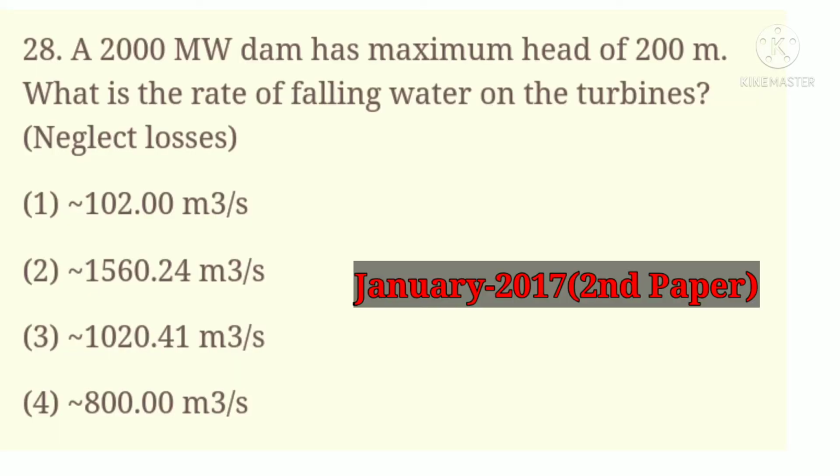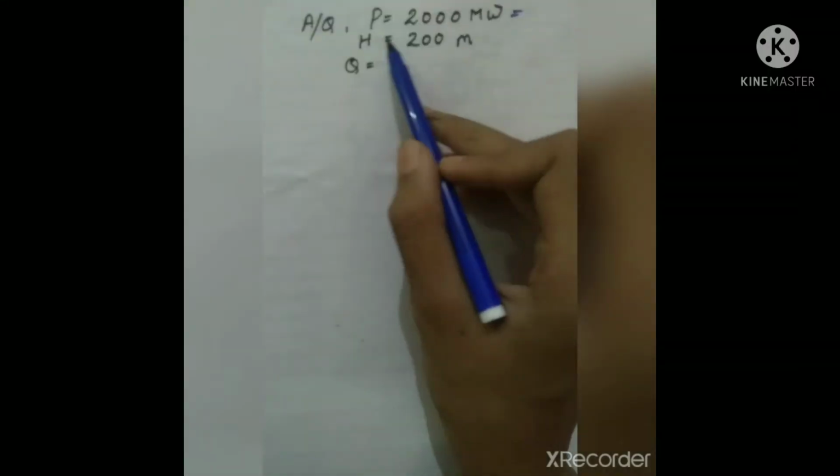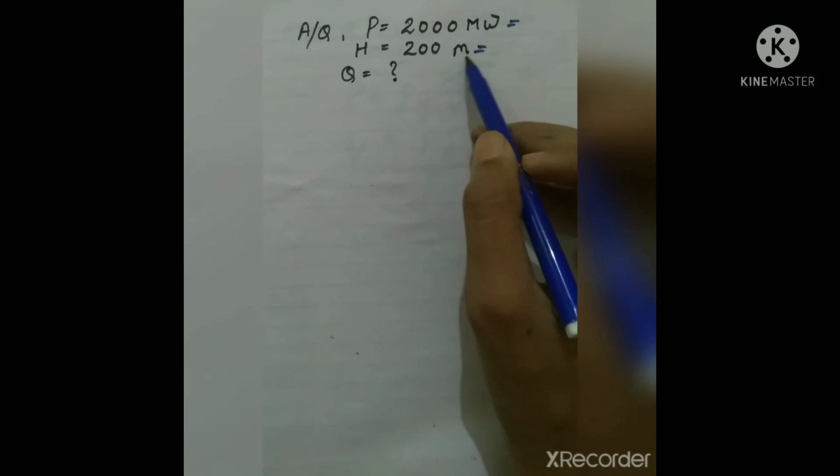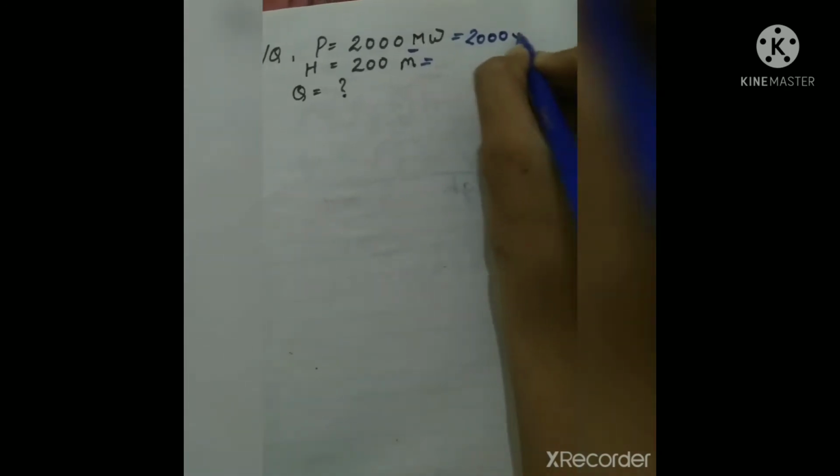The question is: a 2000 megawatt dam has maximum head of 200 meter. What is the rate of flowing water on the turbines? Here the power is given and we have to find the flow rate of water. So let's see how we will solve it. As we know that in the question power is given and the height is 200 meter. Here power is given in megawatt. First we will convert it into watt, that will be equal to 2000 into 10 raised to 6 watt.